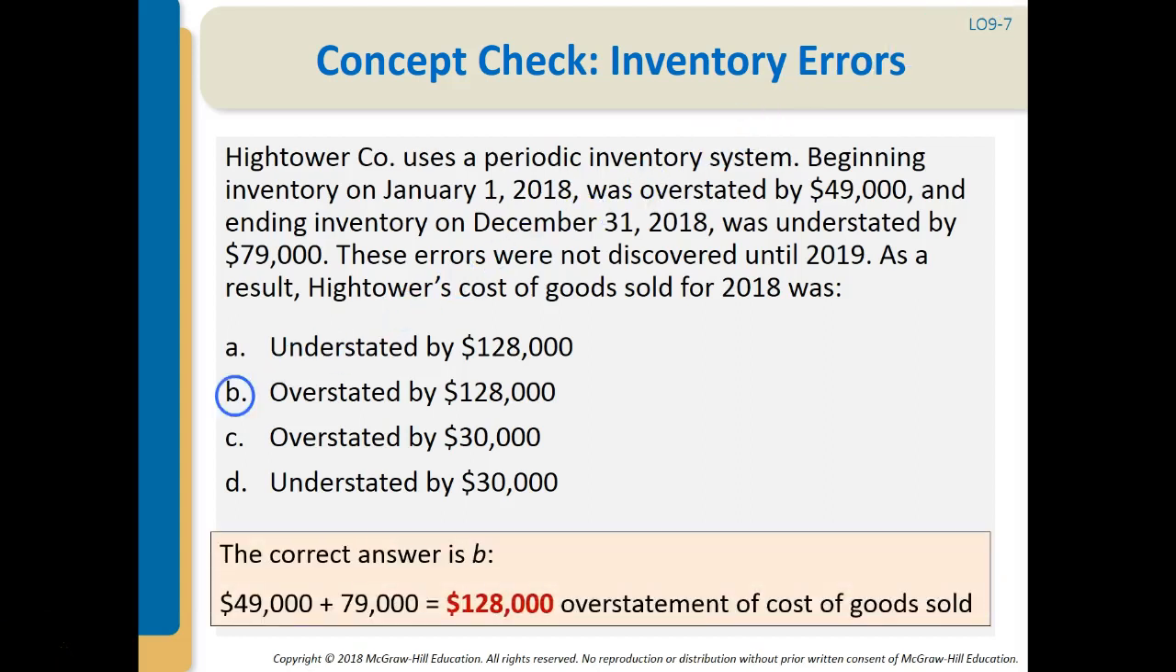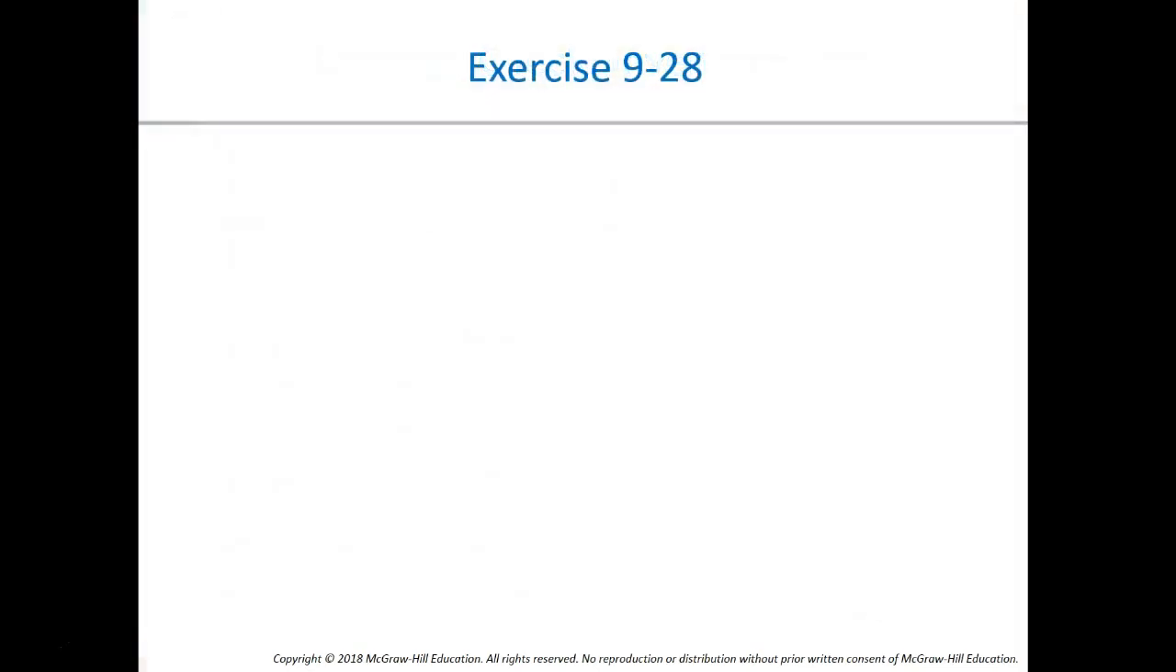So as you see, $49,000 plus the $79,000 is the $128,000 overstatement of cost of goods sold.